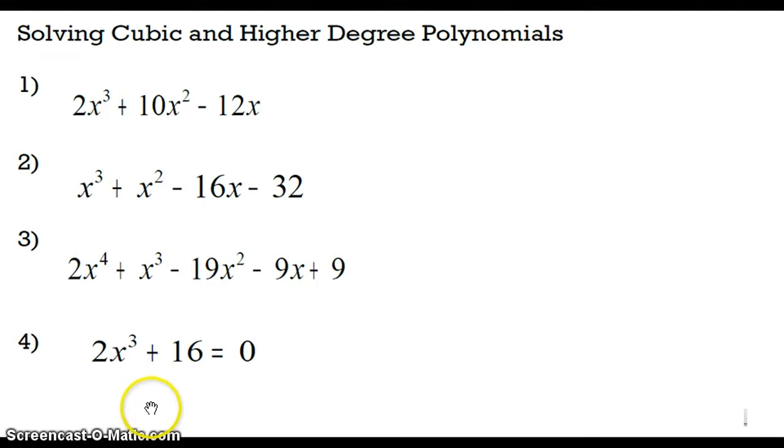Hey guys, here's a brand new checkpoint and 4 new questions. So if you want to pause it right now, you can give these questions a try and then check with the solutions here when you're done.